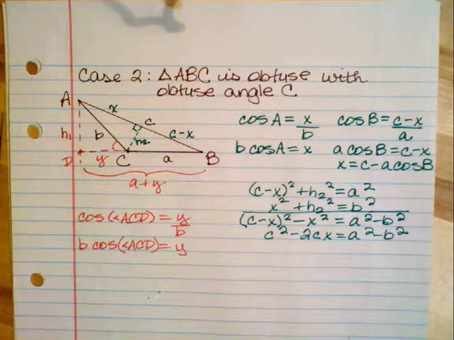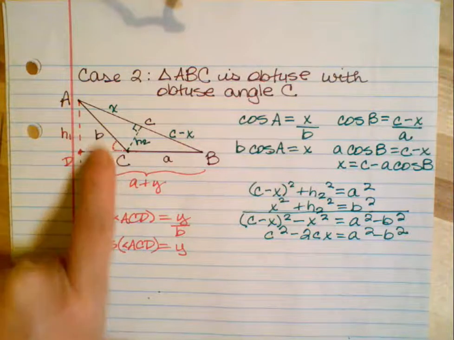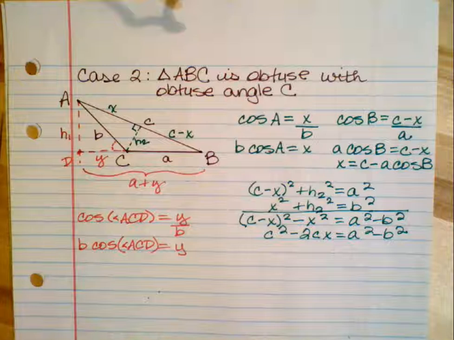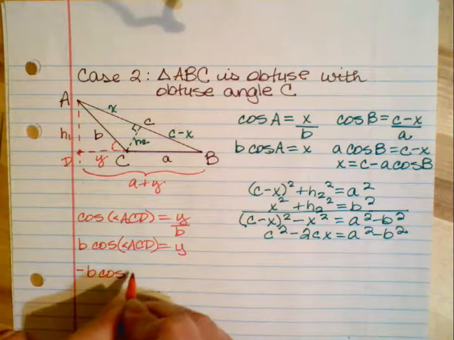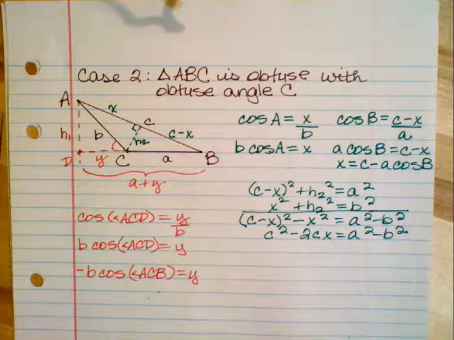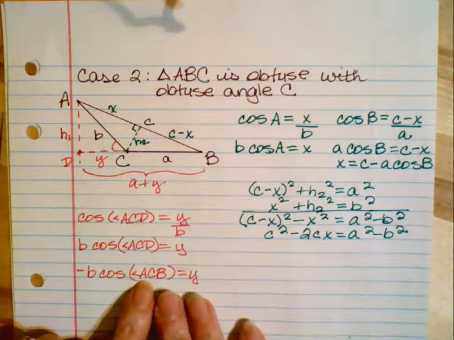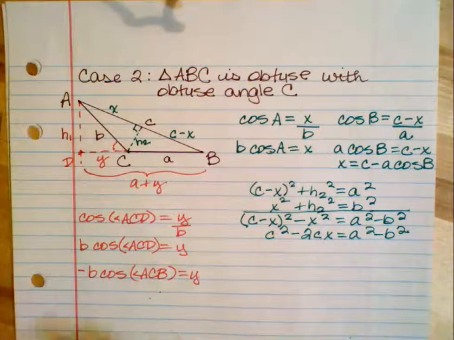In this case, because this exterior angle ACD is expressed here, I can replace it with the opposite of the cosine of its supplement, which would be angle ACB. So that would mean that the opposite of b times the cosine of angle ACB is also equal to y. That's going to allow us to write some more equations to express an equation of that law of cosines that involves the cosine of angle C. Because remember, this is the cosine of angle C in the original triangle ABC.